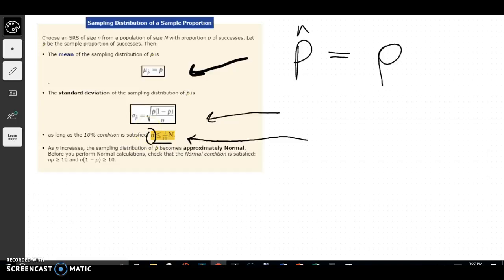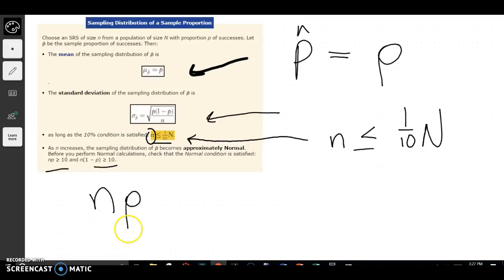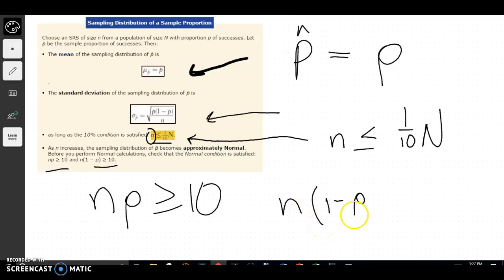So as you can see, my n has to be smaller than 1/10 of the entire population. And then we have to check the normal conditions to approximate normal, again from our binomials: the number of your sample times your proportion has to be greater than or equal to 10, and the number of samples that you take times the opposite of your proportion, 1 minus p, has to be greater than or equal to 10. So hopefully we meet all of these categories. We're going to see a problem, and I'm going to work through it and try to give you a couple nice examples.